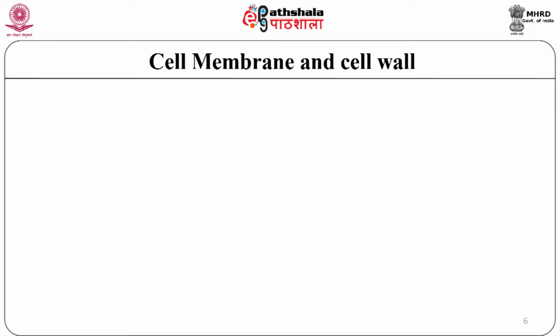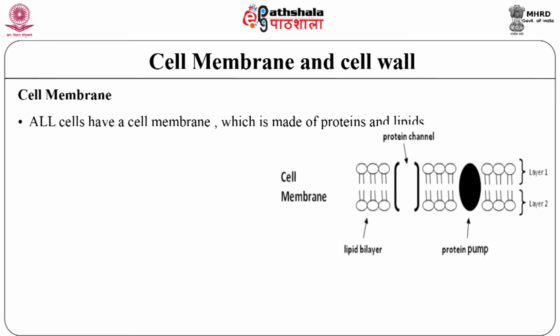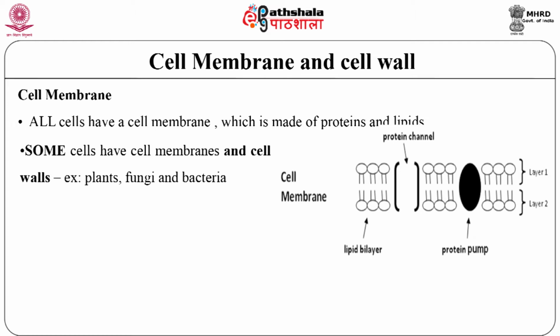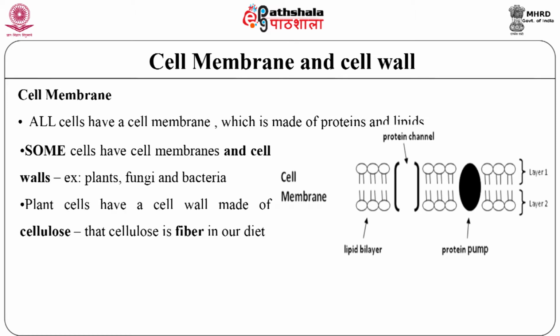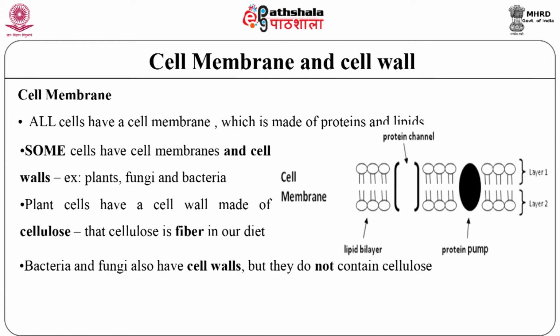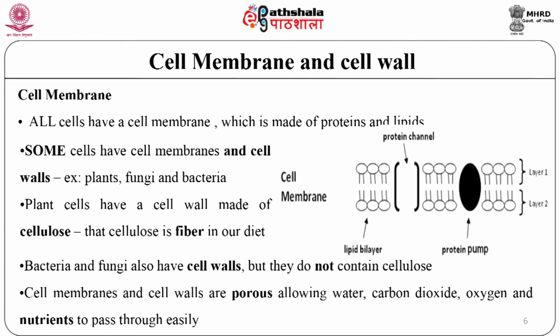Cell membrane and cell wall. All cells have a cell membrane made up of proteins and lipids. Some cells have a cell membrane and a cell wall, for example, plants, fungi and bacteria. Plant cells have a cell wall made up of cellulose. That cellulose is the fiber in our diet. Bacteria and fungi also have cell walls, but they do not contain cellulose. Cell membranes and cell walls are porous, allowing water, carbon dioxide, oxygen and nutrients to pass through easily.